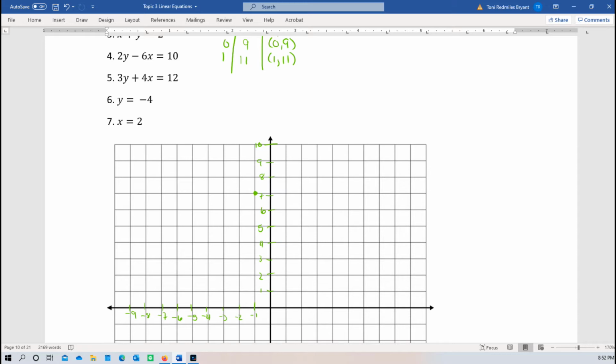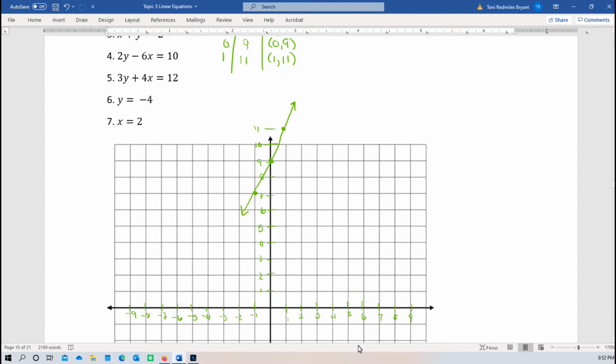Our second point is going to be x is 0, y is 9. And our third point is going to be x is 1. And y is going to go right off the charts. We can do it. We'll put an 11 up here. X is 1, y is 11. And that's where they would come together. So there's our first equation.